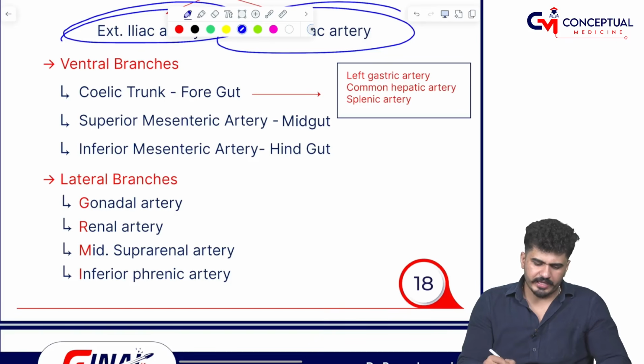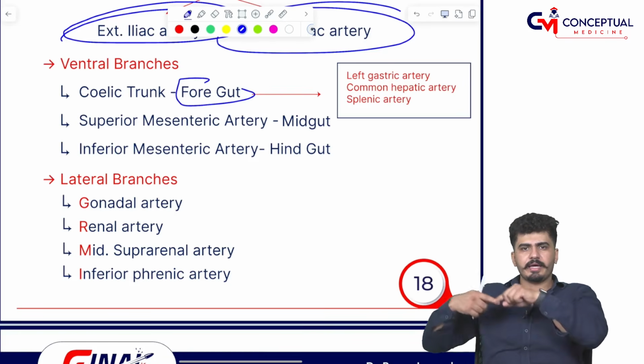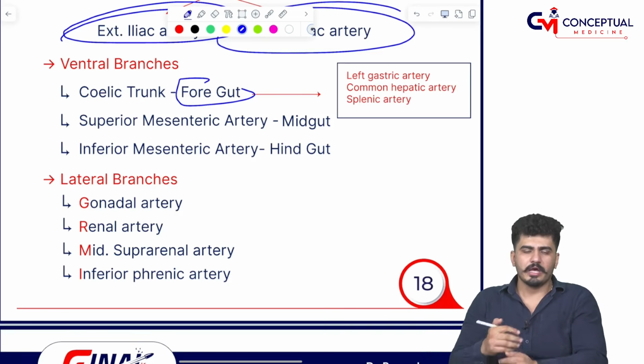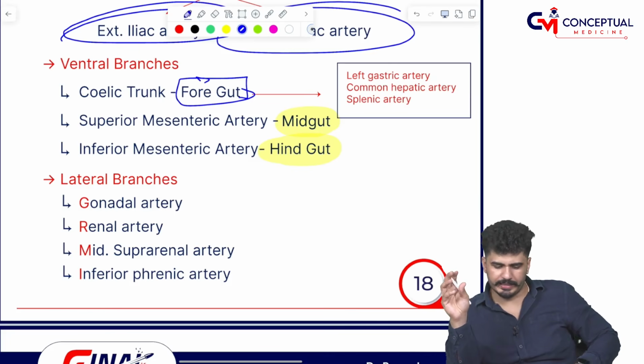So, my dear friends, in the ventral branching, the celiac trunk is supplying the foregut, the superior mesenteric artery is supplying the midgut, and the inferior mesenteric artery is supplying the hindgut, the lower structures. Foregut, midgut, hindgut, my dear friends.